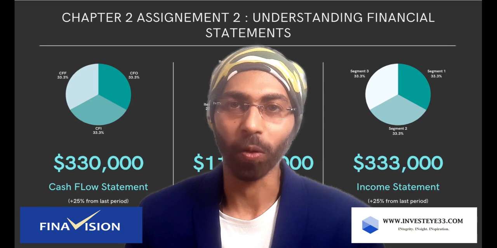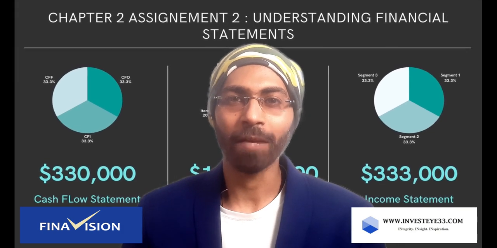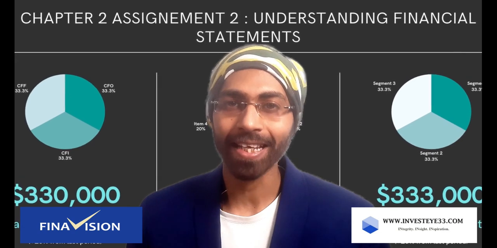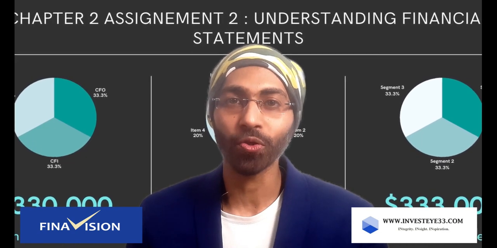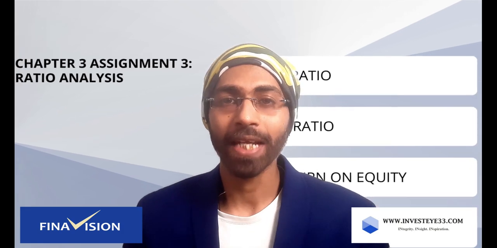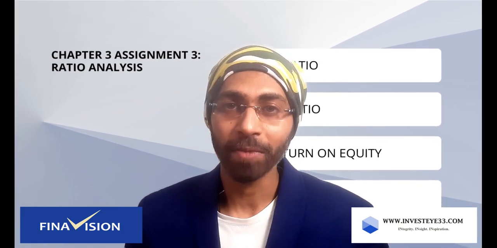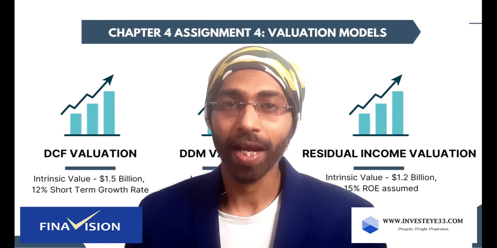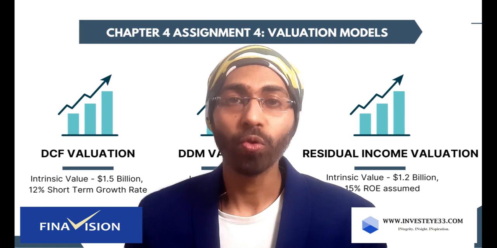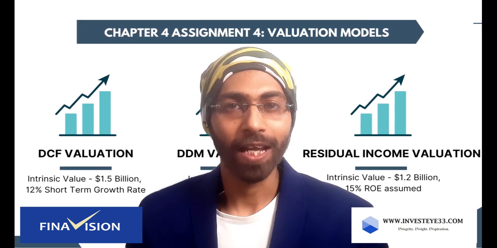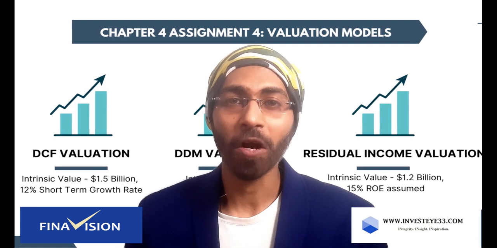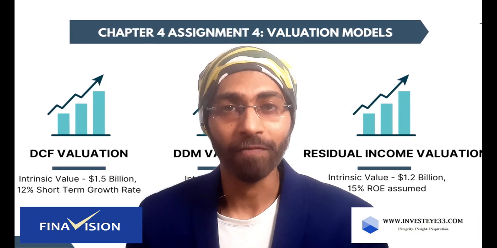and filtering them out. In the second chapter and second assignment, we try to understand how to interpret the cash flow statement, the balance sheet, and the income statement and bring them together to do ratio analysis. Ratio analysis brings us to chapter 3 and assignment 3. In chapter 4, assignment 4, we are going to study together in a detailed way how to do discounted cash flow valuation. Apart from that, we will also learn how to do dividend discount model valuation and residual income valuation.